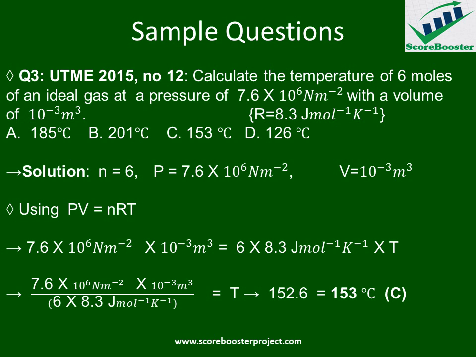Then we can make T the subject by dividing through by 6 times 8.3 to get T equals 7.6 times 10 raised to power 6 Newton per meter square times 10 raised to power minus 3 meter cube divided by, then in brackets put 6 times 8.3 joule per Kelvin, and that will give us 152.6, which can be approximated to 153 degrees Celsius, making option C the correct answer for this particular question.